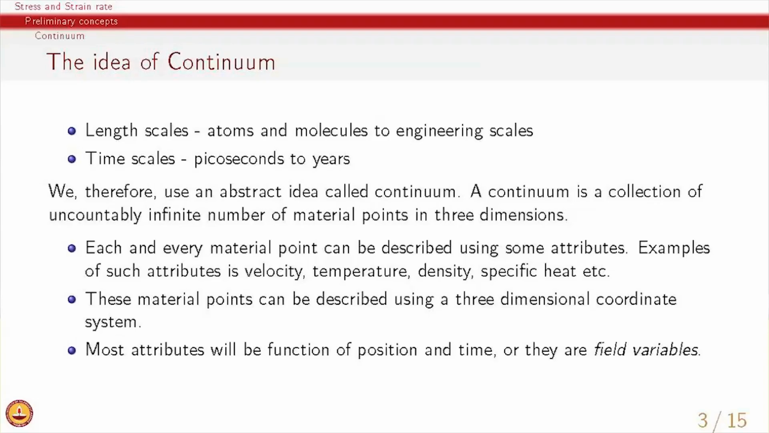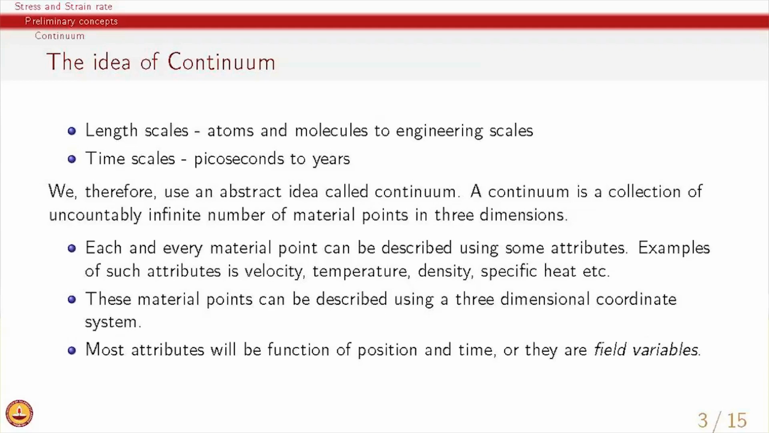So, basically we are saying that instead of the atoms and molecules which compose the overall material and the phenomena which may be happening at extremely different time scales, we represent the phenomena using a collection of material points which have these attributes. And we describe these quantities and their changes over length and time scales which are of interest in specific engineering problem.